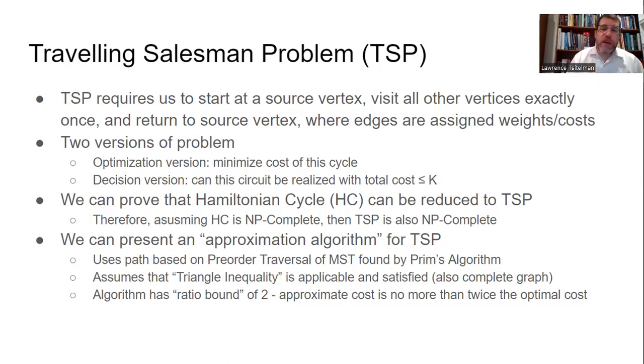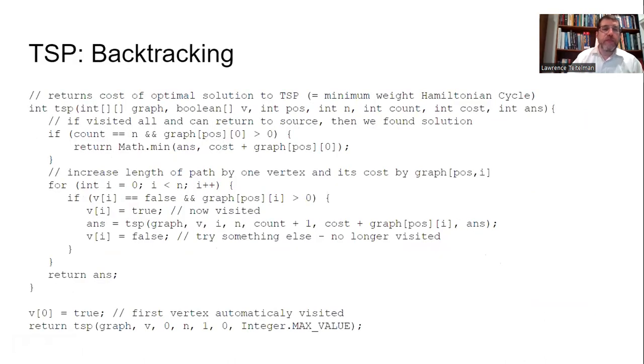minimum cost, right? So keep in mind that we have 2 problems here. We have the optimization version, that's the one I just described. What is the minimum cost of going through all the cities and returning back home? And the decision problem is, can I do this with less than or equal to some cost of K? And we proved in the NP completeness lecture that we can reduce this to traveling salesman problem, meaning if I can solve traveling salesman problem in polynomial time, then I could also solve the Hamiltonian circuit problem.